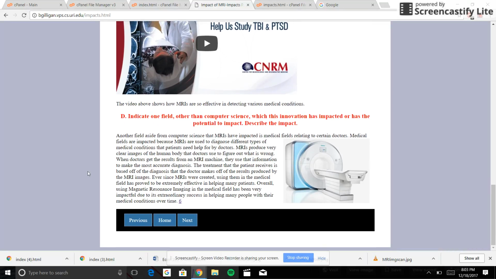Next question and last question of the impacts and effects page is, is there another field besides computer science that has an impact or a potential to impact? A field that MRIs can impact is the medical field. And in the medical field, doctors use MRIs for many problems to give people the care that they need. Going on to the next page.